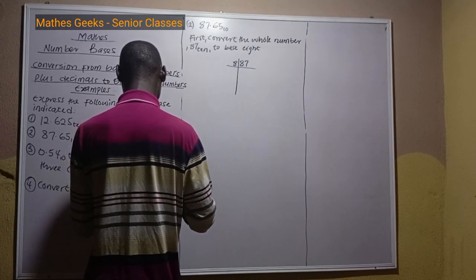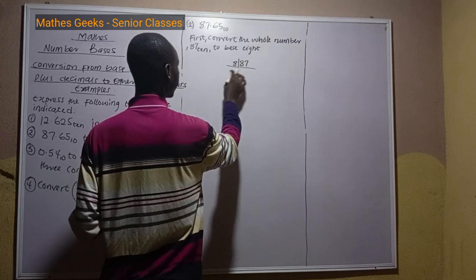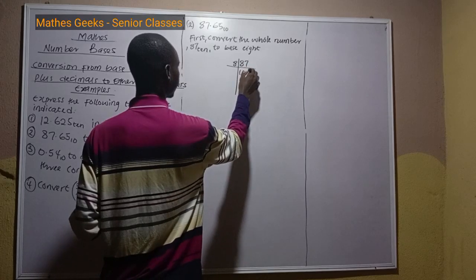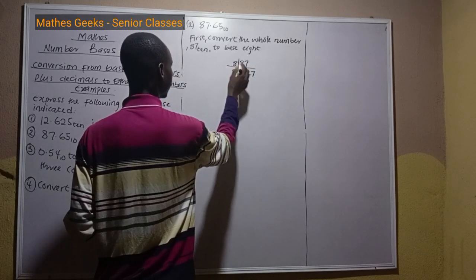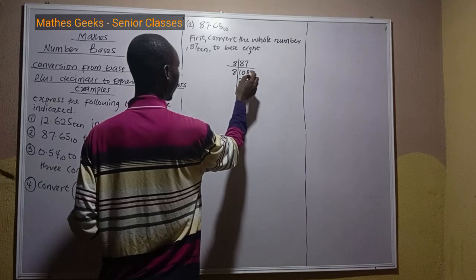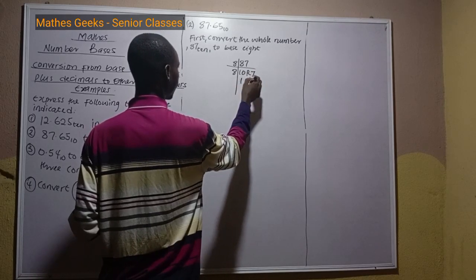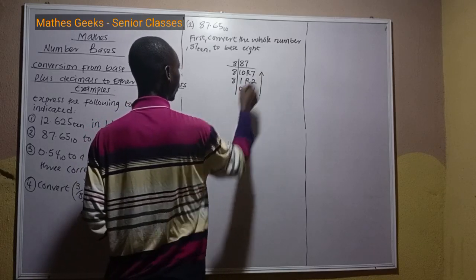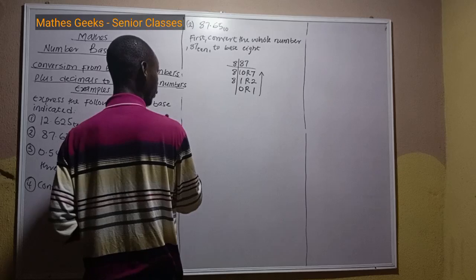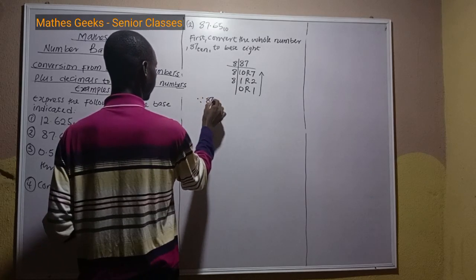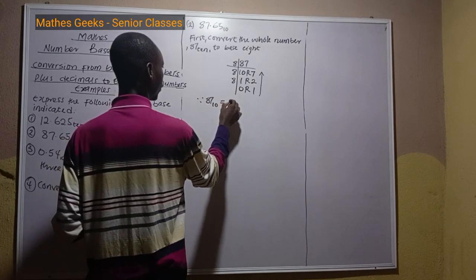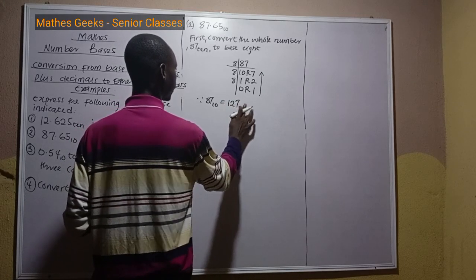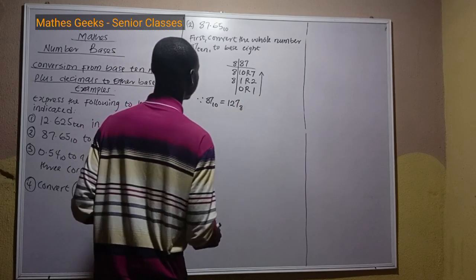How much is 87 divided by 8? 8 into 87 is 10, remainder 7. 8 into 10 is 1, remainder 2. And 8 into 1 is 0, remainder 1. You draw your arrow from bottom to top. So therefore 87 base 10 is equal to 127 base 8.